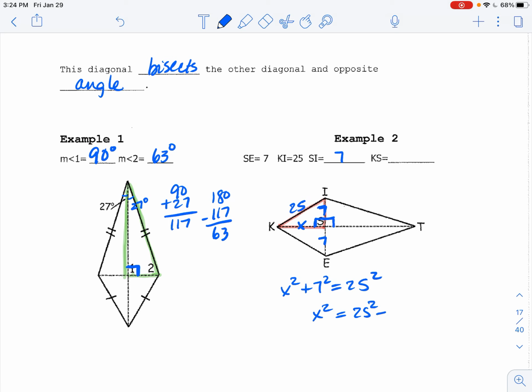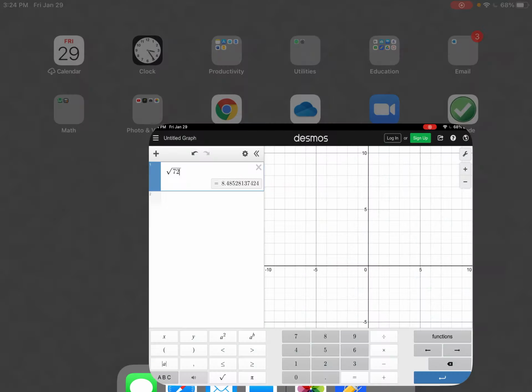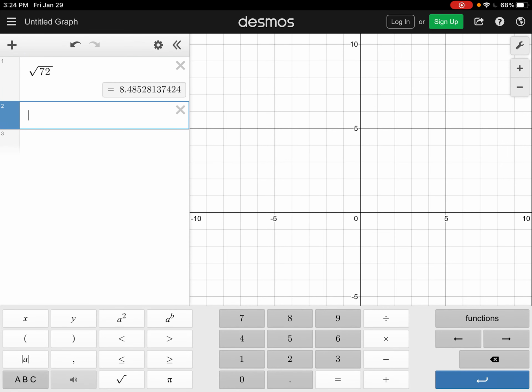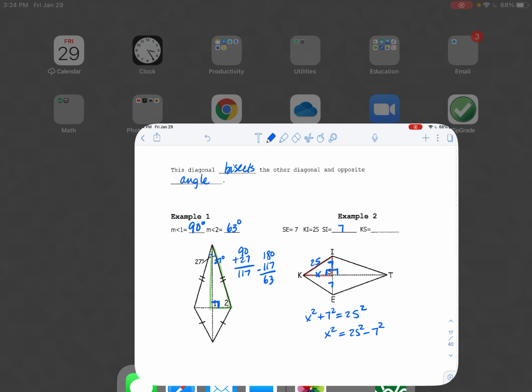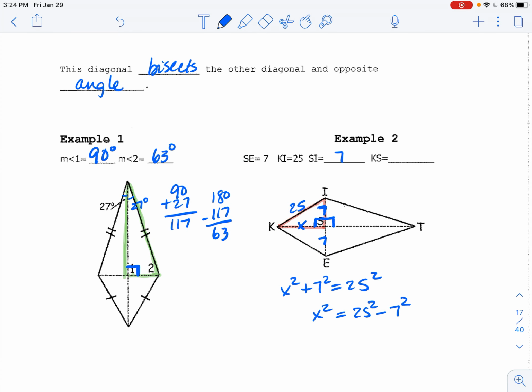I think I'm just going to take this to Desmos because these are some big numbers. So 25 squared minus 7 squared. 25 squared, I think that's 625. Yeah, I could have done it in my head. But I don't know what the square root of 576 is. So, 24. KS is 24.